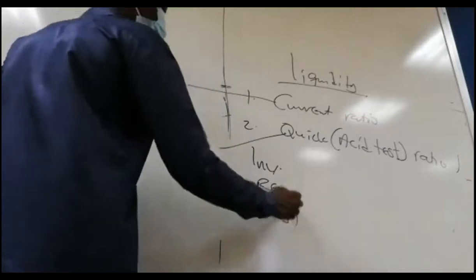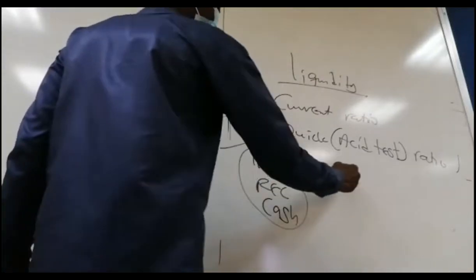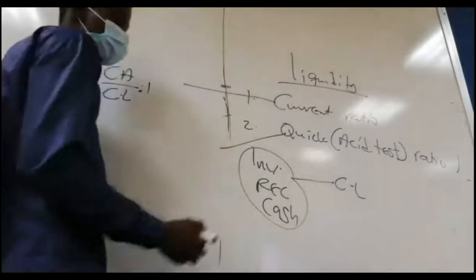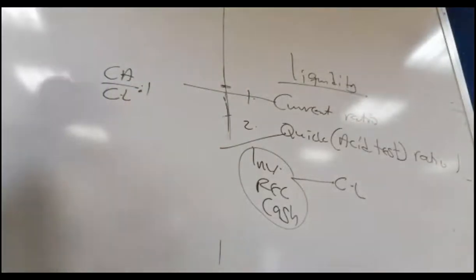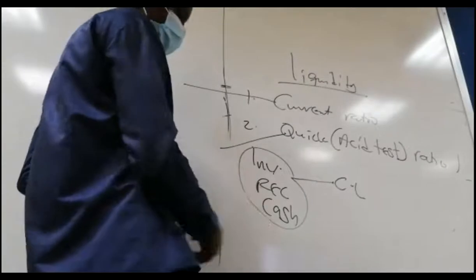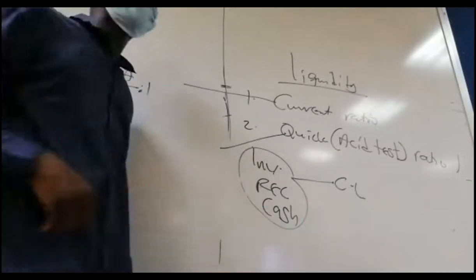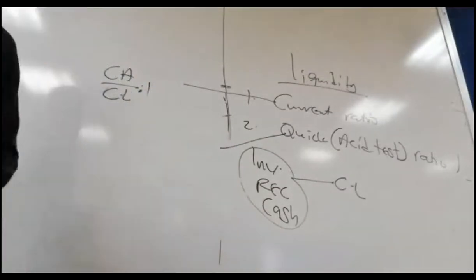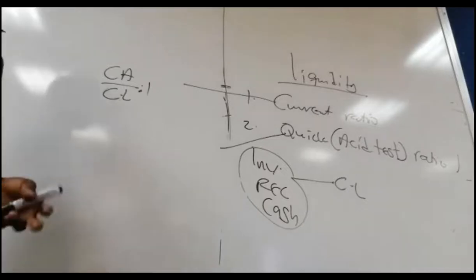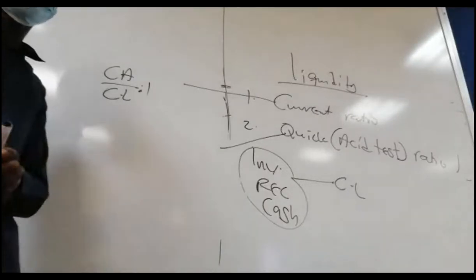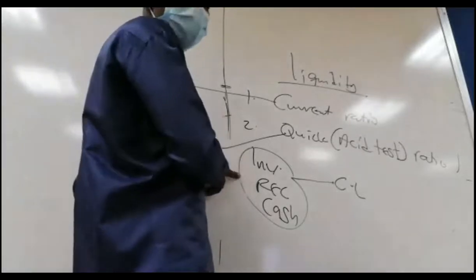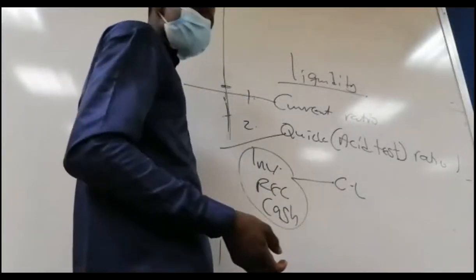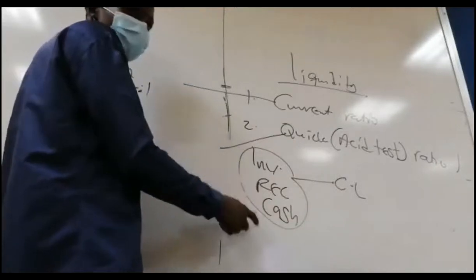This is what we are going to use to pay our what? Current liabilities. So this is our basket that we're going to use. In this basket: inventory, receivable, cash. Which of these will slow us down? We are looking for the fastest way to pay our suppliers, our current liabilities. So if there's any item included in this basket that will slow us down, let's take it off. So the three: inventory, receivable, cash.